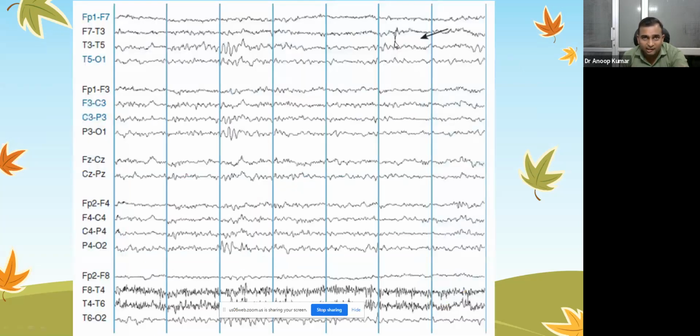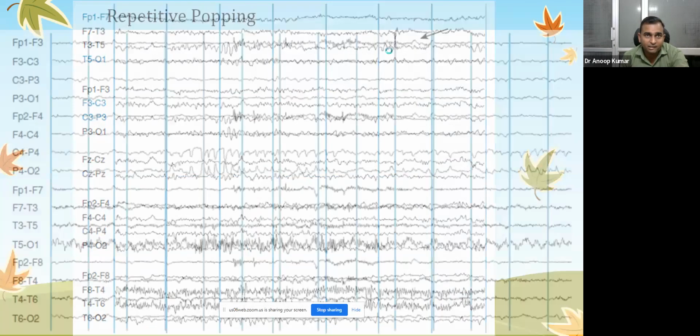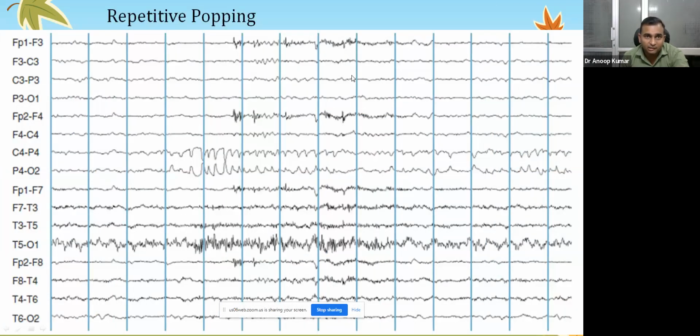So this is the classical example of electrode popping. You can see F7-T3 and T3-T5. This is occurring in the T3 electrode. It is not occurring in this channel and in this channel. So this is classical electrode popping. You can see in the P4 region repetitive popping, and they are mirror images of each other and they are kissing each other. This is the classical popping.